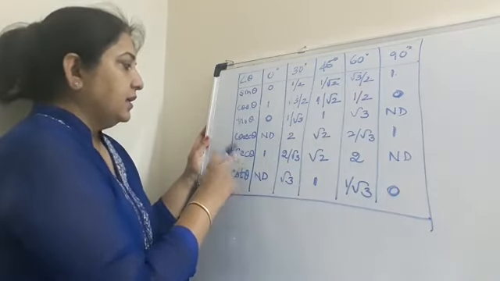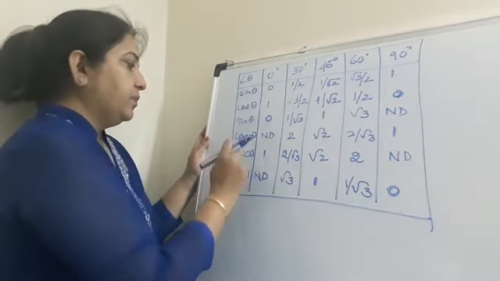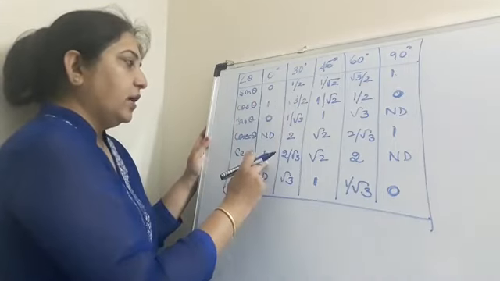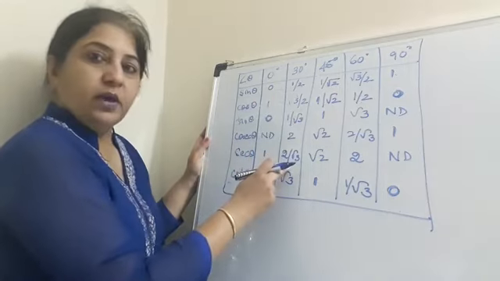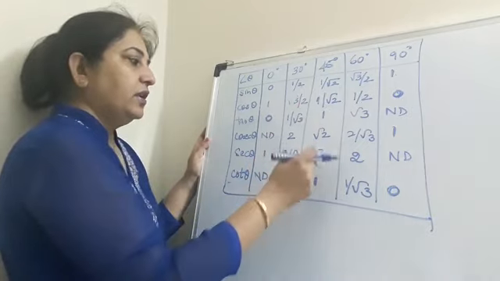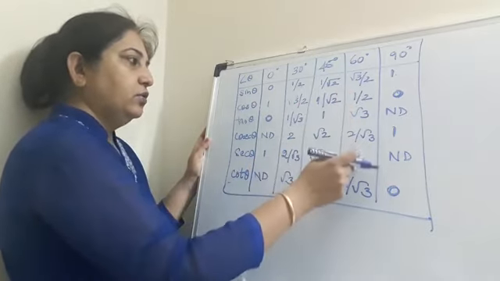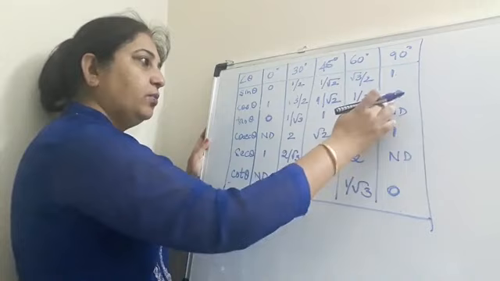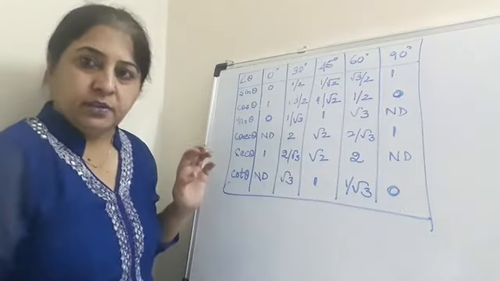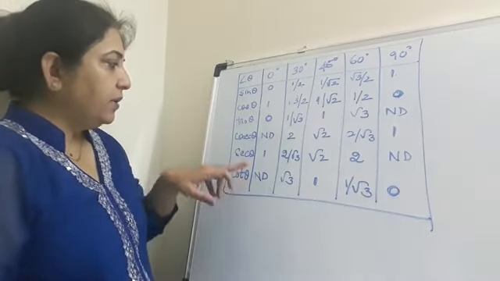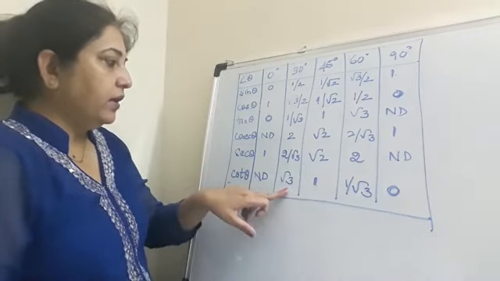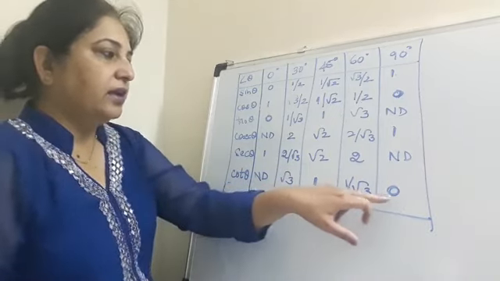Sec theta is the inverse of cos theta. Sec theta will be 1 by 1, so 1. Root 3 by 2 will give you 2 by root 3. 1 by root 2 will give you root 2. 1 by 2 will give you 2, and 0 will give you 0 upon 1, that is 1 by 0, not defined. Then similarly cot theta will be not defined, root 3, 1, 1 by root 3 and 0.